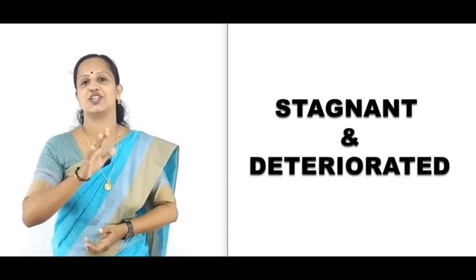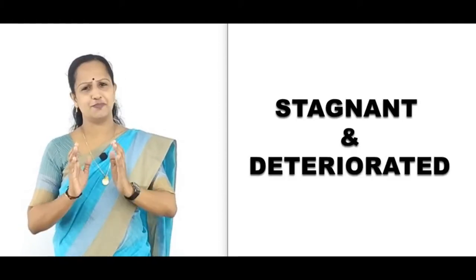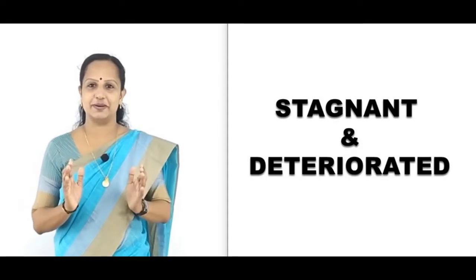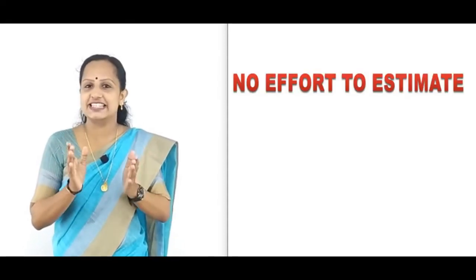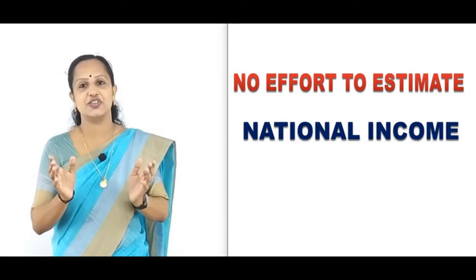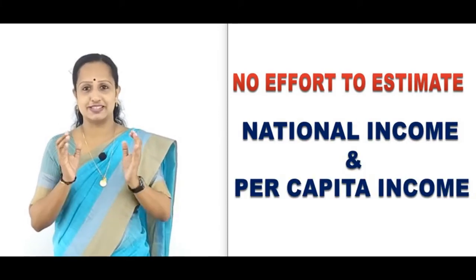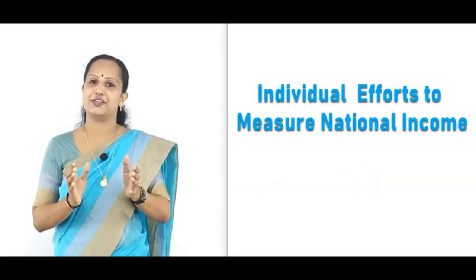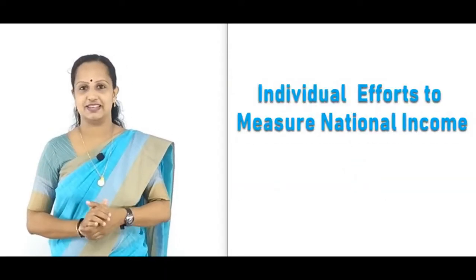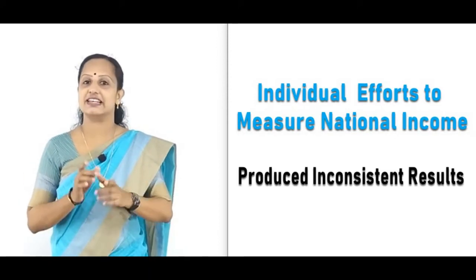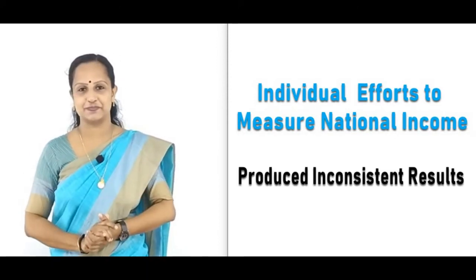Thus, under the British colonial rule, the structure of the Indian economy changed totally. It became stagnant and deteriorated. Obviously, the colonial government never made any sincere attempt to estimate India's national and per capita income. Although some individual attempts were made to measure such incomes, they yielded conflicting and inconsistent results.